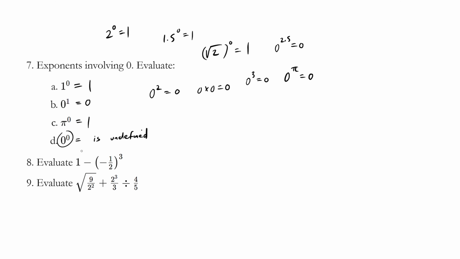Let's try number 8. Evaluate 1 minus this fraction cubed. Let's just work through it one step at a time. 1 is the first term. This is minus, we'll just leave it alone for now. And we have a number cubed. Negative times negative times negative is negative, so I'm going to just write negative. And now we're going to cube the number.